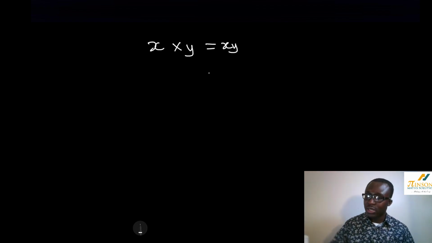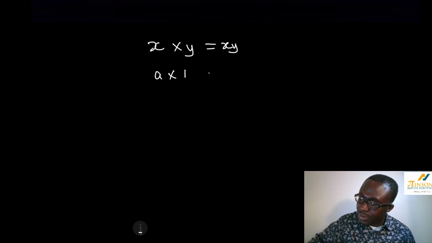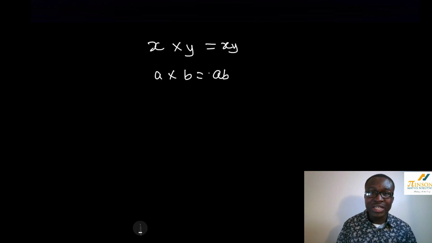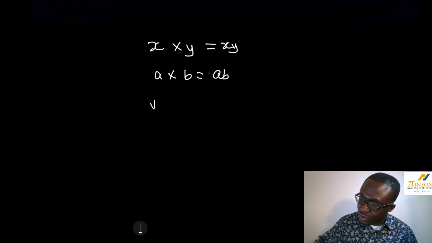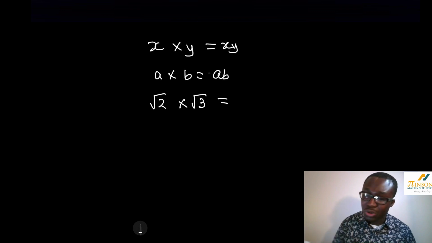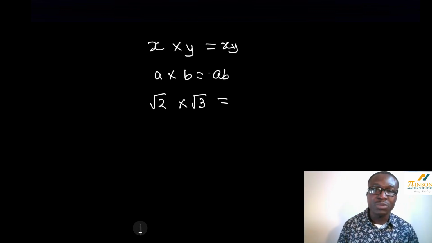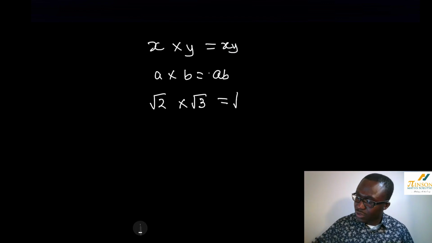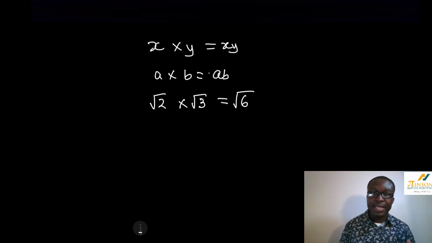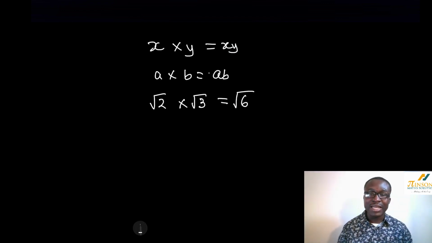Now in algebra, we know if I have x times y, I can just put them together. X times y is xy. And again, a times b is just ab. This is not any different from surds. If I have the square root of 2 and I times that by square root of 3, I can just multiply my numbers. 2 times 3 is 6. So this will be the square root of 6. It is that simple. Multiplying surds is great.